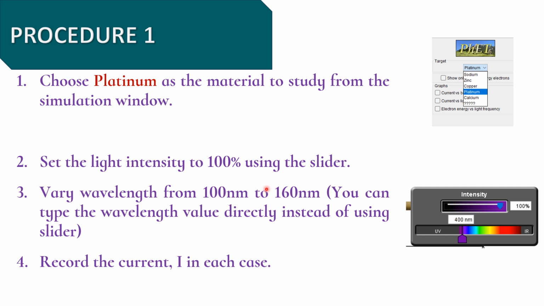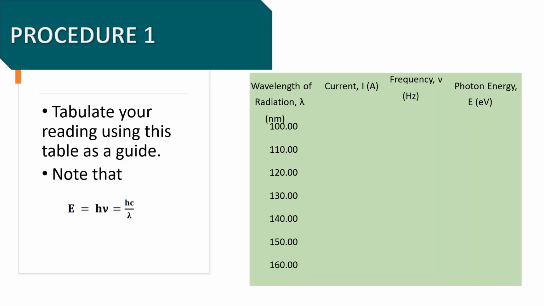So we have this, and once it is done, record the currents in each case. After it is done, you can go to 110, 120, 130, and so on to get 160 and record the currents in each case. The table will look like this. This is for 100, you have the value for current, 110 up to the last one. Now, this table says tabulate your reading using this table as a guide.